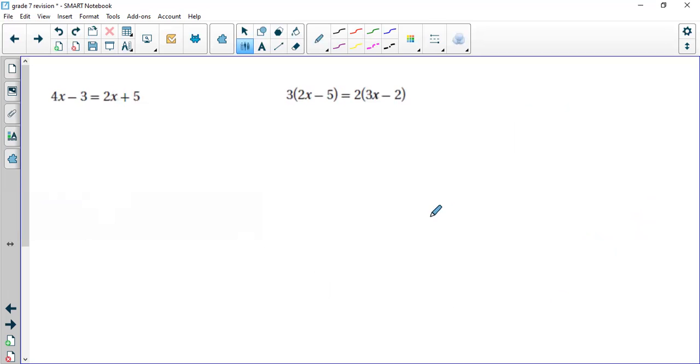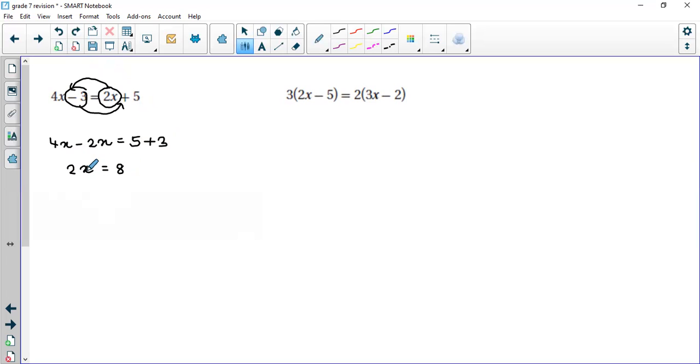Okay, the next question. Now here we have variables on both sides. So what are we going to do? Move the variable to one side and move the numbers to one side. So here I will move the plus 2x to this side, so that will become a minus 2x. Here I will move the minus 3 to this side, so that will become a plus 3. Let's rewrite: 4x minus 2x equals 5 plus 3. The plus 2x became minus 2x, the minus 3 became plus 3. So this is going to give me 2x equals 8.